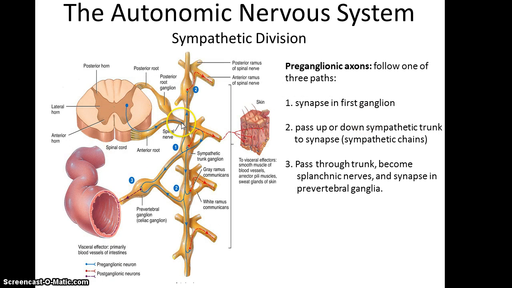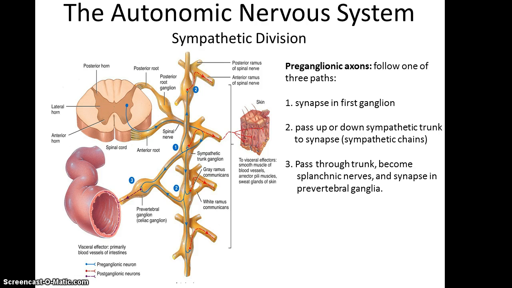And when the axons enter the sympathetic trunk, they have one of three main options. One option is to synapse in the first ganglion they come to. And then that postsynaptic ganglion will go to its target. The second option is to either go up or down the sympathetic trunk to synapse in a different ganglion.